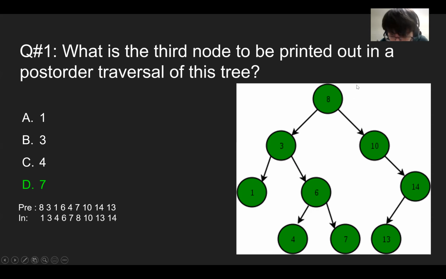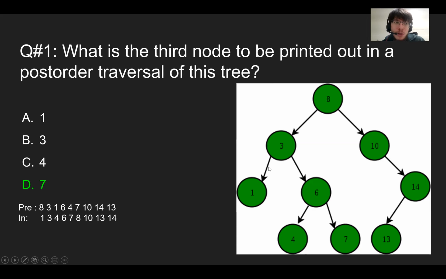So for in order, we have left, node, right. So it's just go left as far as you can. So 1, right? Left, and then left. And yeah, we have a 1. So then we have to go back up, right? And we've already visited all the left subtree of 3. So now we actually visit 3.